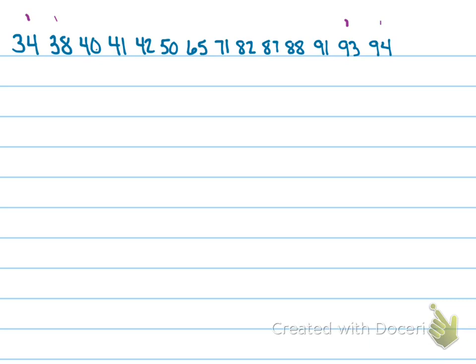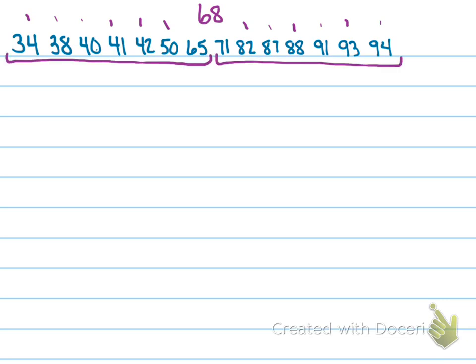All right, so did you get the numbers in order, least to greatest? Check it. All right, now what is the median? What's the median? Tell me. 68. What's the lower quartile median? 41. It should be 41. What's the upper quartile median? 88. And then you've got your extremes.